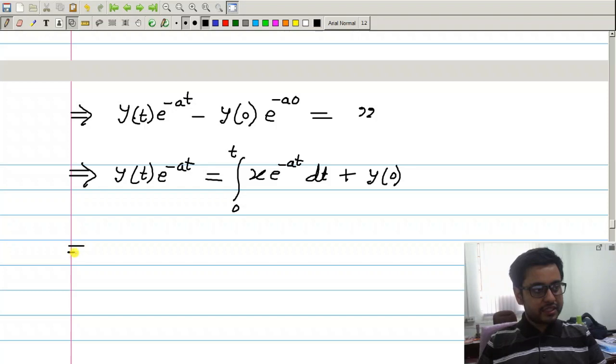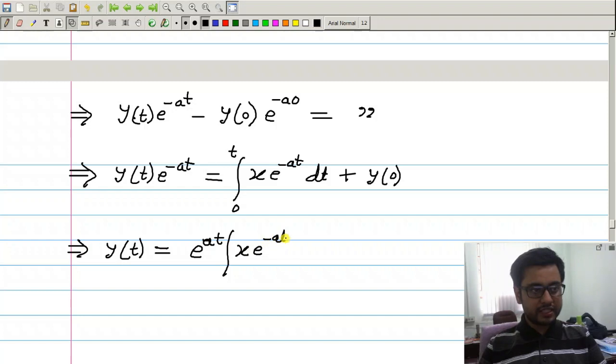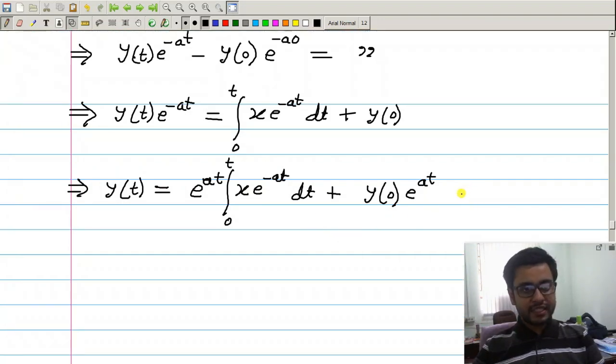and from this you can get the output y by dividing with this term, and the result will be e to the power plus at times the integral of x e to the power minus at dt from 0 to t, plus here we will have y(0) e to the power at. So this is the solution.